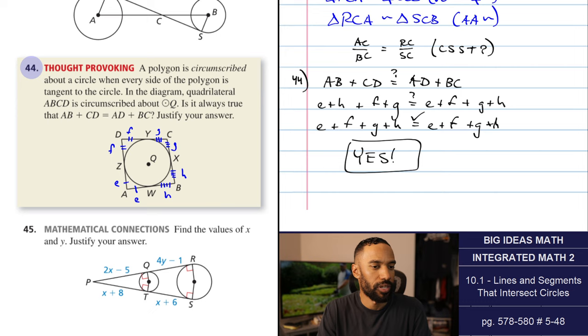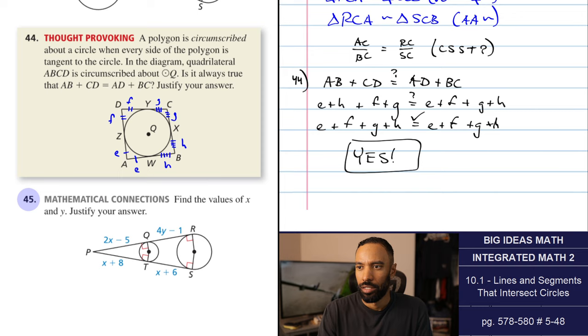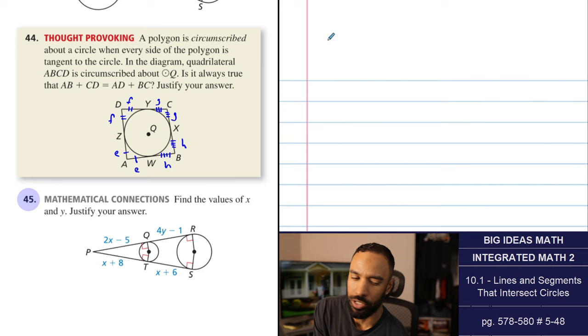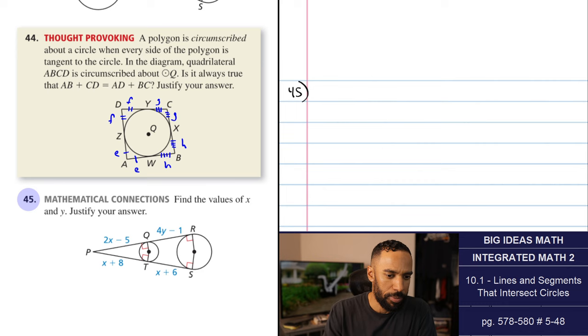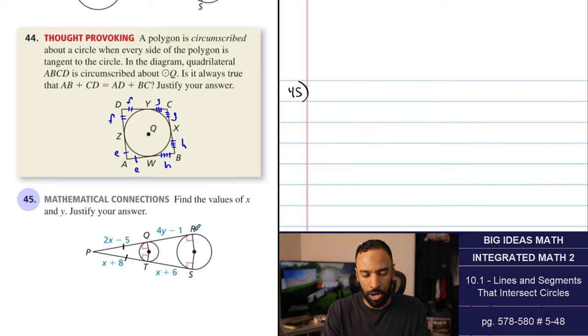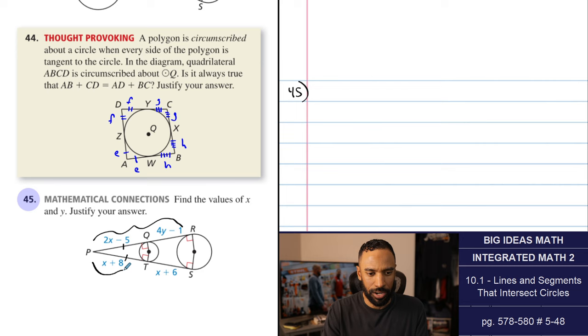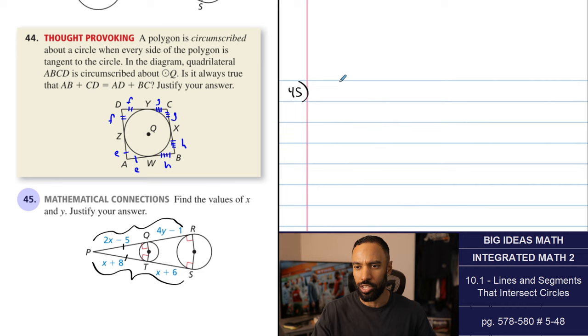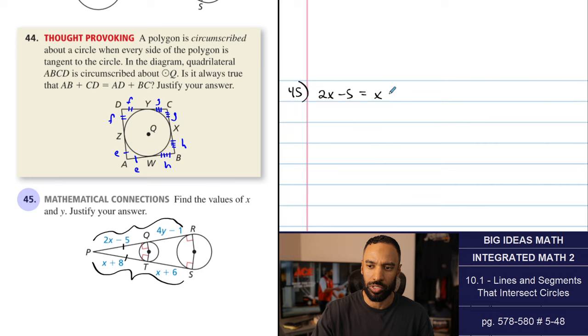I probably should have. Number 45, mathematical connections. Find the values of X and Y. Justify your answer. In this figure, from P to Q and P to T should be the same. I don't know if there's reason to believe that Q to R and T to S should be the same, but because P to S and P to R should be the same, so these should be congruent here as well. So this might be a system of equations, or I can use the X to solve for Y. Let's start with 2X minus 5 equals X plus 8. Subtract X, add 5, you get X equals 13.